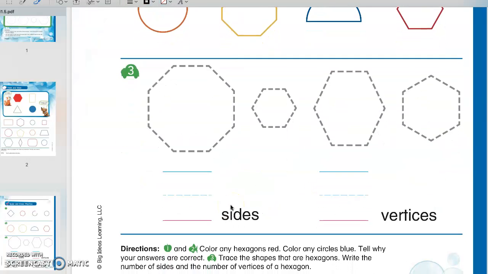Okay. At the bottom, we're going to look at hexagons. Make sure you count 6 sides and 6 vertices. Then you're going to write 6, you could write 6 sides and 6 vertices for hexagons.